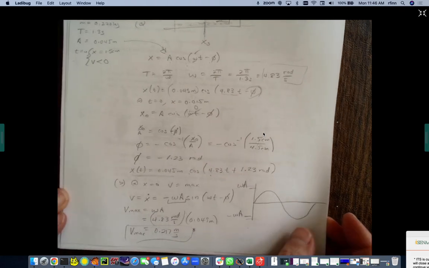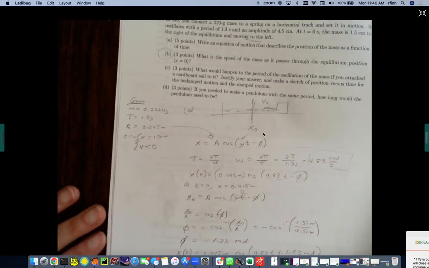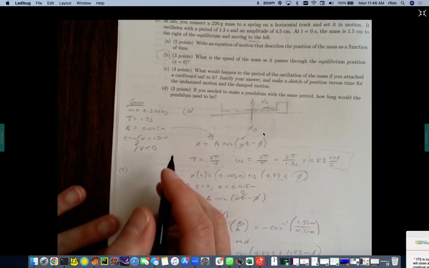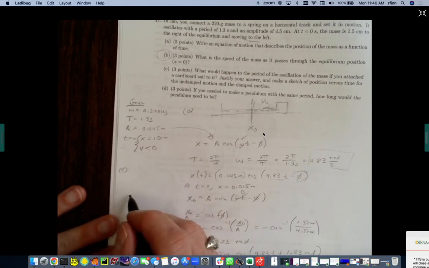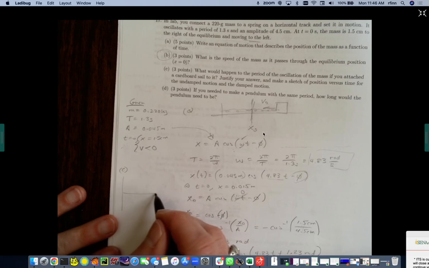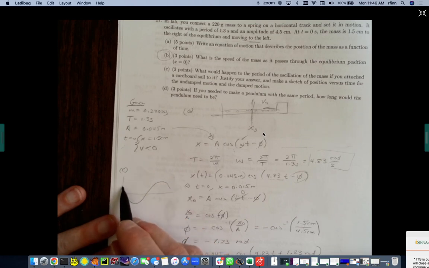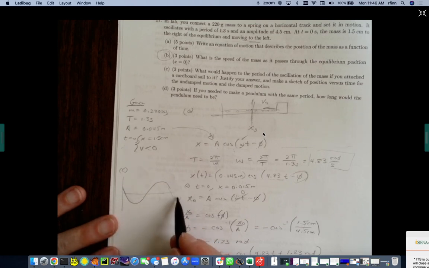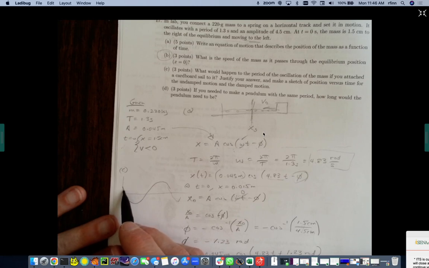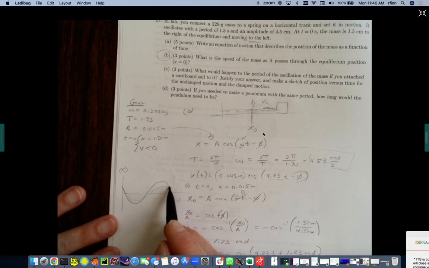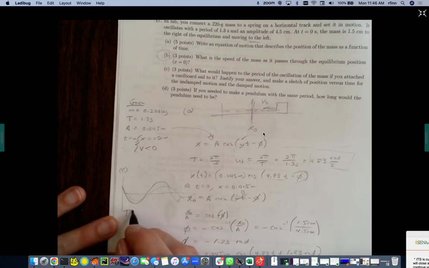Okay, I'm running out of room a little bit. I didn't plan this very well. Okay, so then part C was: what happens if you add a sail to the cardboard? So our position versus time is going to look something like that. Like we're starting positive, but we're heading in the negative direction. So if we add a sail, our amplitude is going to drop and the period is going to increase. And it will oscillate back like that. So our period increases.